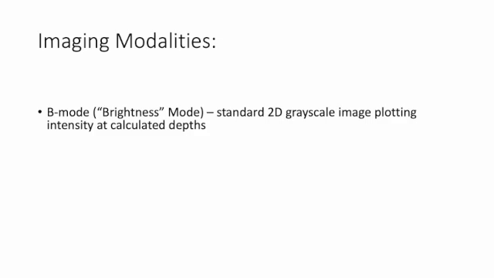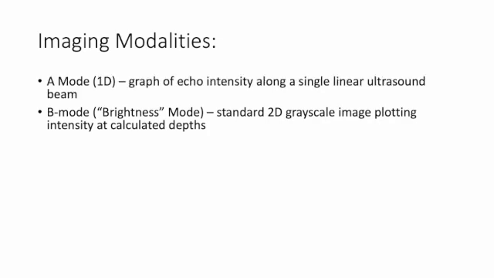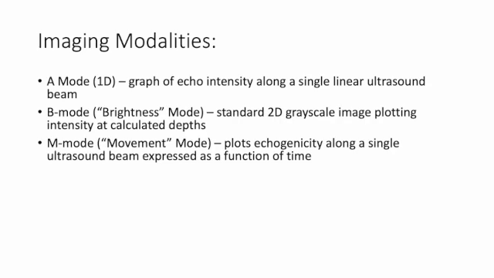Now, if B mode is 2 dimensions, it implies that there's also a mode in 1 dimension, and that's called A mode. You probably don't have much experience with this unless you worked with an ophthalmologist or some other specialty that uses these when you were in med school or at some other point in your life. But this is another thing that we'll talk about and that we see utilized from time to time. And then lastly, we use M mode quite a bit in family medicine, which stands for movement mode. M mode plots echogenicity along a single ultrasound beam and expresses that as a function of time.